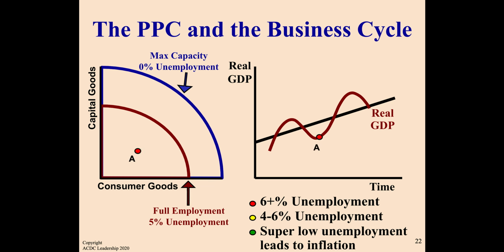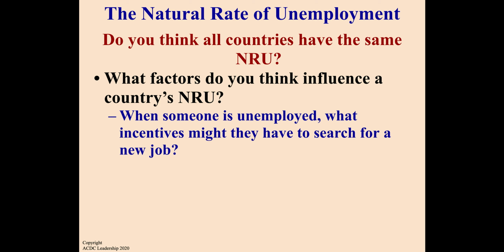You'll notice point A is inside the graph. Too much unemployment, not reaching full capacity. The yellow point is on the PPC as well as on the business cycle. But the green point means there's too little unemployment, and therefore the business cycle is above the real GDP line. I'll go into talk about more of that when we talk about the business cycle.